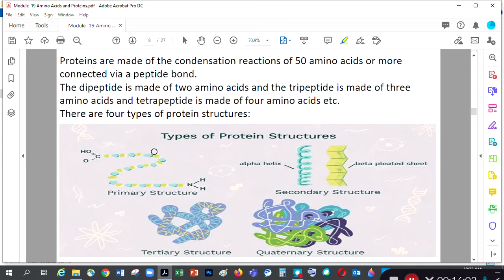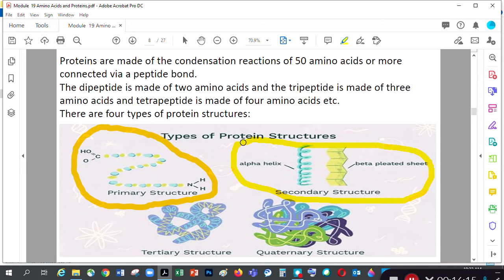Now let's look at the structure of the amino acids when they come together. This is the primary one. This is the secondary one. This is the tertiary one.